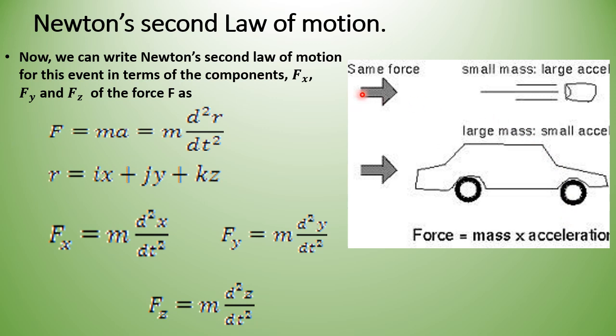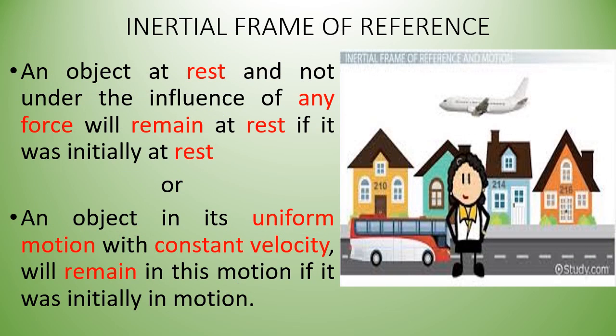And in that picture, you see that you have the same force applied to a bullet or gun. So when you have small mass, you have large acceleration. And when you have large mass, you have small acceleration. Of course, that is obvious. So that will help us to go into what we have as an inertial frame of reference.